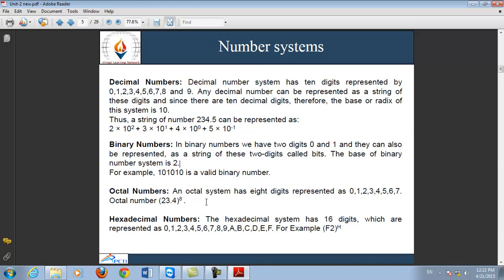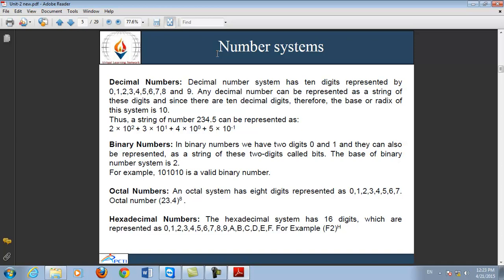Next is the octal number system. The octal number system has a total of 8 digits, that is 0 to 7, and it has a base of 8. And the next one is the hexadecimal number system. In the hexadecimal number system, a total of 16 digits are there, from 0 to 9 and from A to F, with base 16. This is all about number systems. In total, there are 4 kinds of number systems: decimal, binary, octal, and hexadecimal.